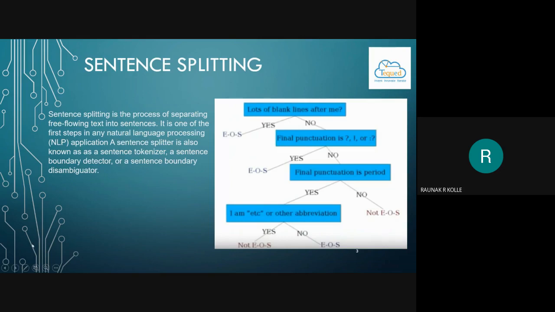Sentence splitting. Sentence splitting is the process of separating free flowing text into sentences. It is one of the first steps in any natural language processing application. A sentence splitter is also known as a sentence tokenizer, a sentence boundary detector, or a sentence boundary disambiguator. As represented in the diagram, we can detect whether there are a lot of blanks after a sentence, whether there's a punctuation, or whether there are words like etc., and this leads to an end of a sentence or not the end of a sentence.